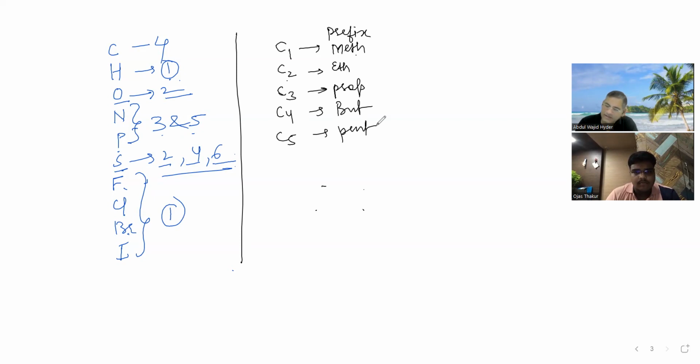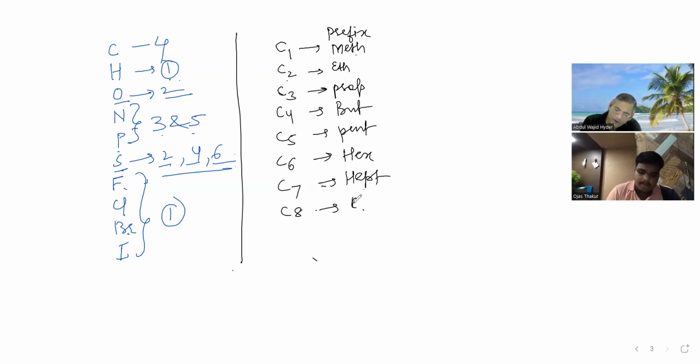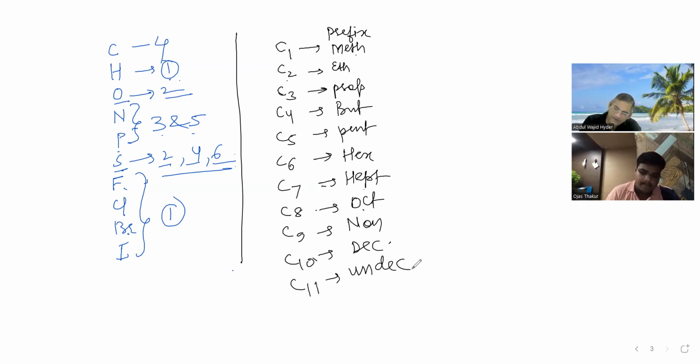This is basic ABCD sort of thing, so we have to remember all this. If we remember this, only then can we understand the coming things. If carbon atoms are 6, it will be hex. If 7, it will be hept. If 8, it will be oct. If 9, it will be non. If 10, it will be dec. If 11, it is undec. So if carbon atom is 1, then meth.